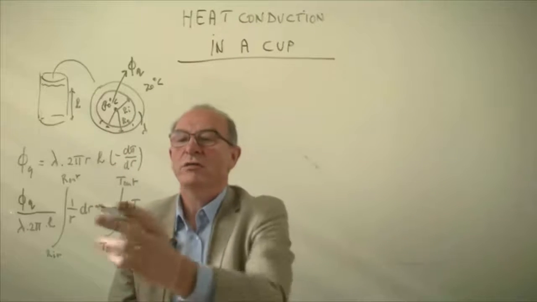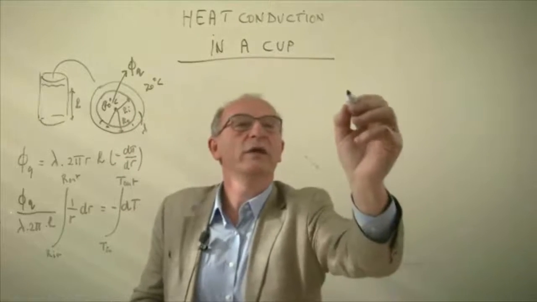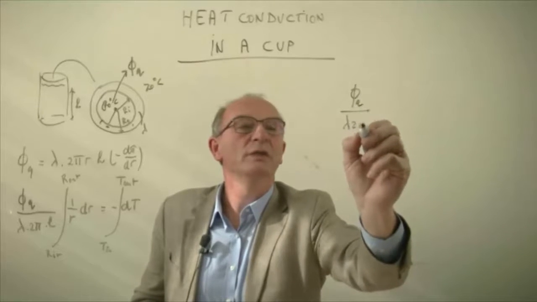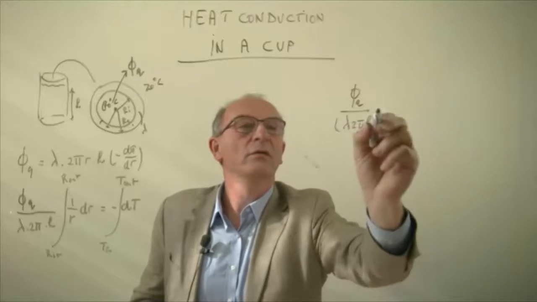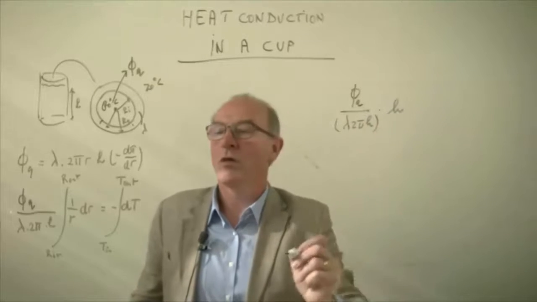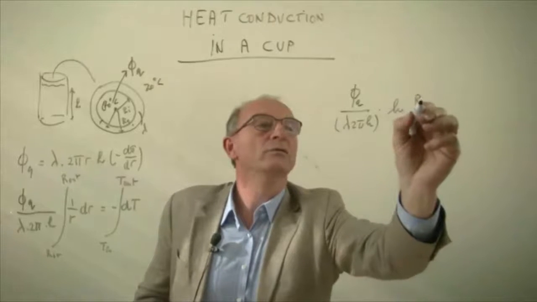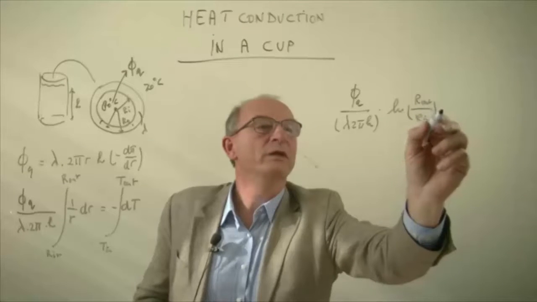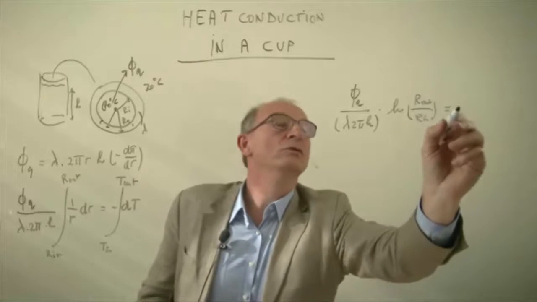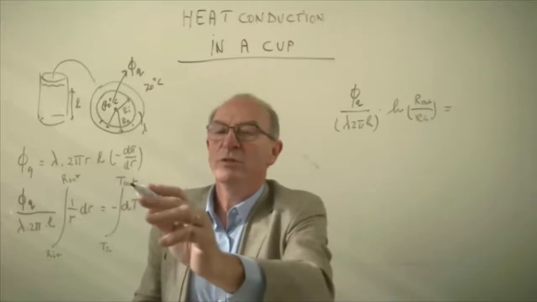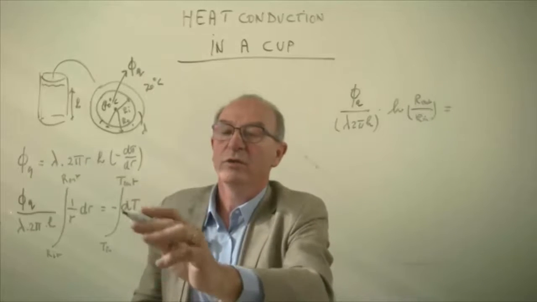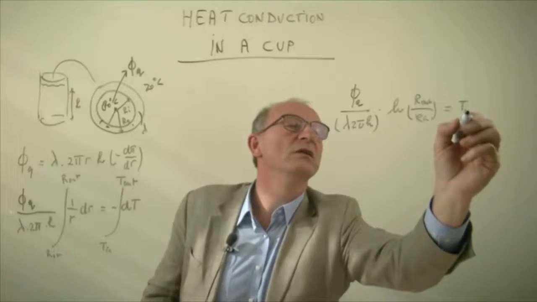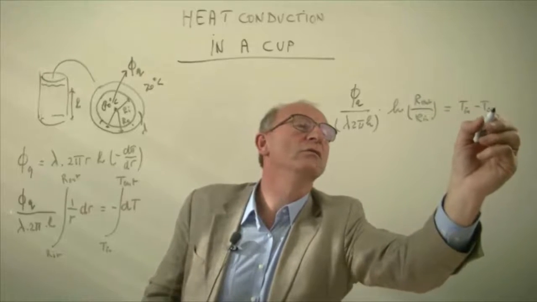If you integrate this, then you get phi q divided by lambda 2 pi and height, by the logarithm of r out divided by r in, is equal to, well, there's a minus here, it should be T out minus T in, but there's a minus here, so I write down T in minus T out.